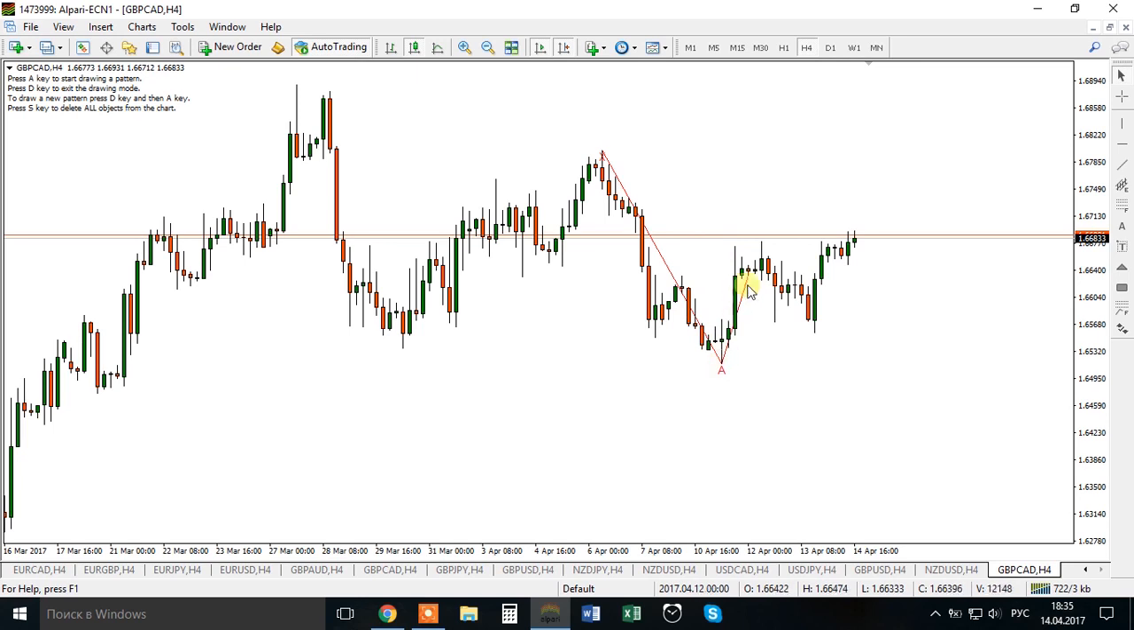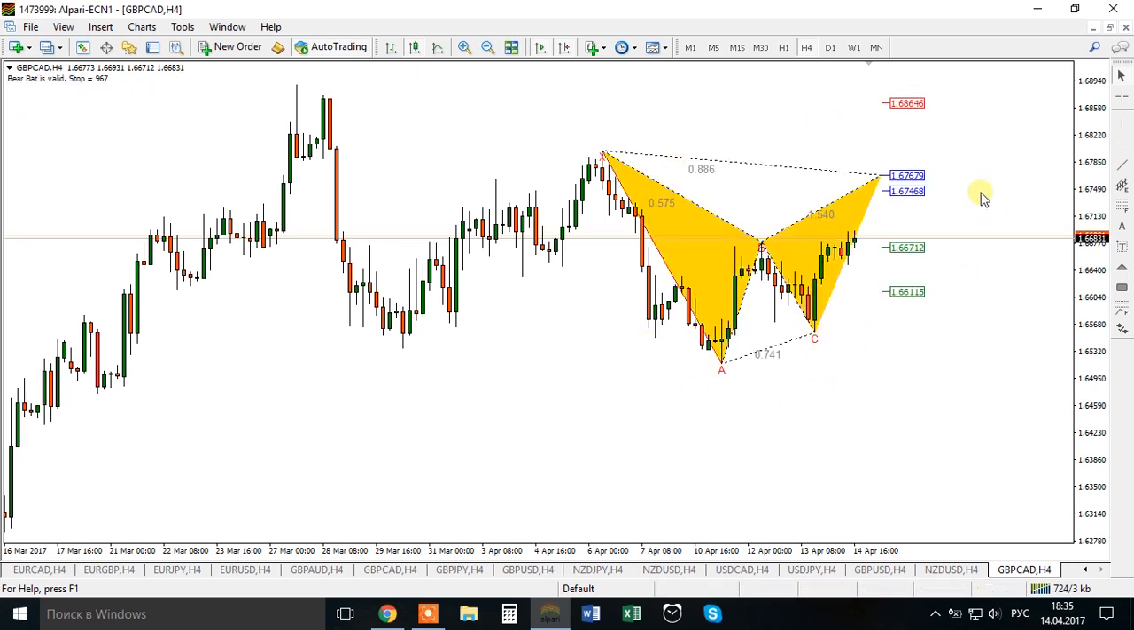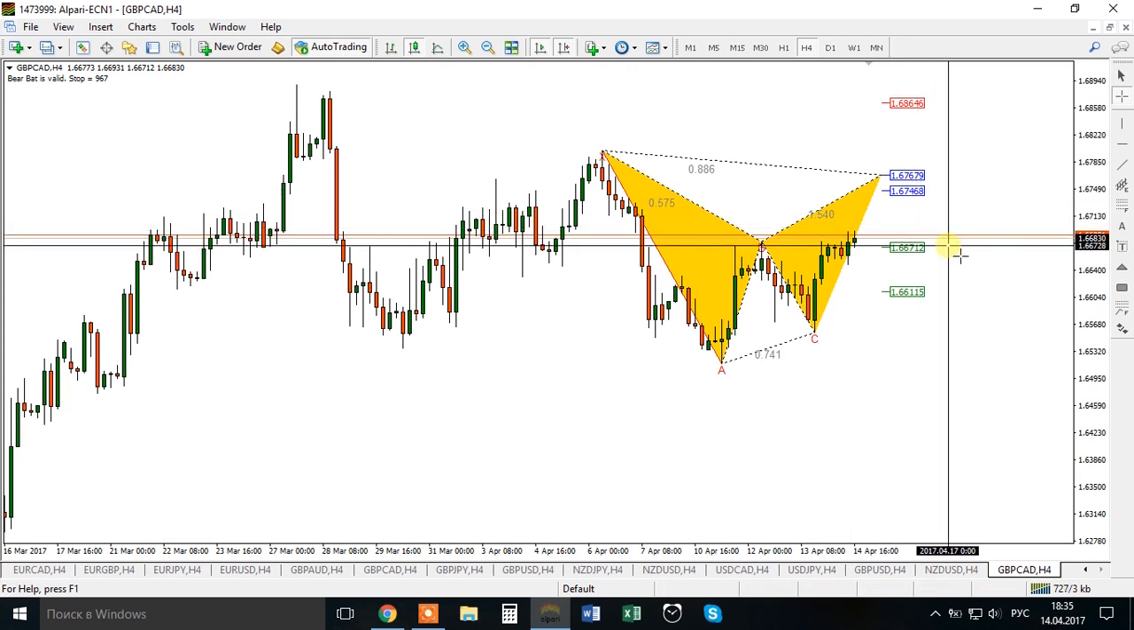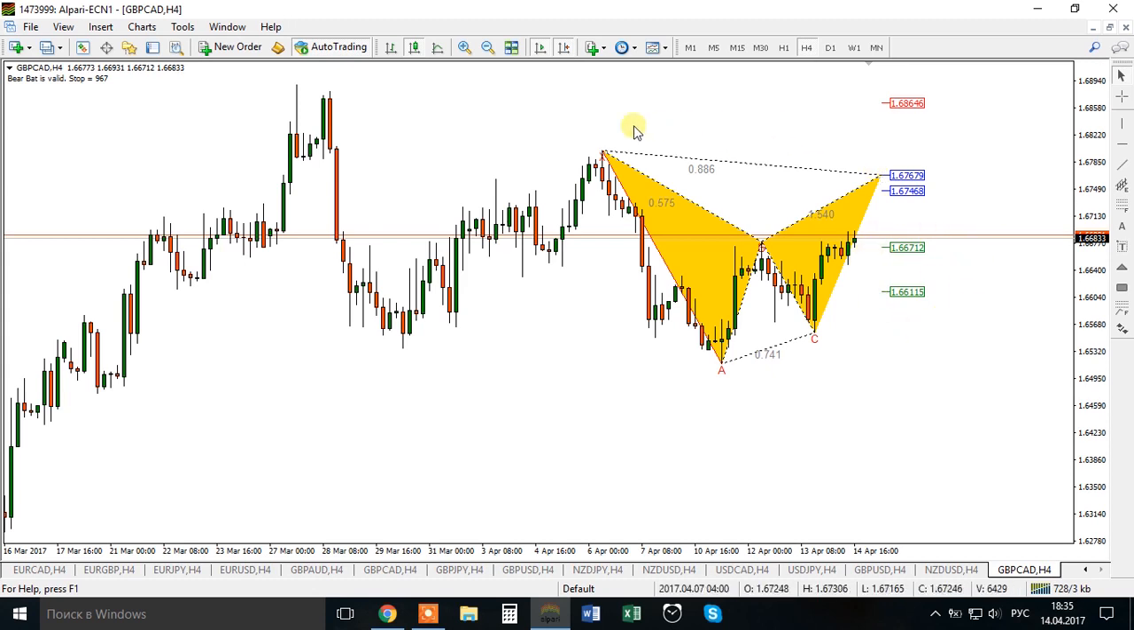I will use my manual pattern search indicator to draw the pattern. X to A to B, B to C. Okay, done. The pattern is drawn automatically. It also places the stops and the targets. You should keep in mind that these targets are initial targets. Let me tell you a bit more about this pattern.